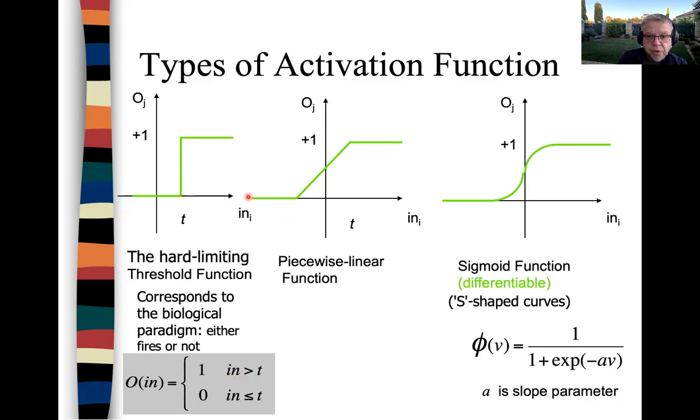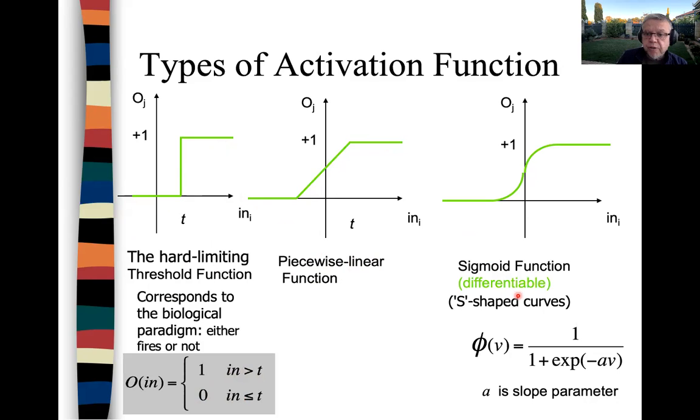So it doesn't go from 0 to 1 at the threshold, but it goes in a linear fashion. So between this point and this point, you have a line. That's why it's called piecewise linear. One line, one line, one line.